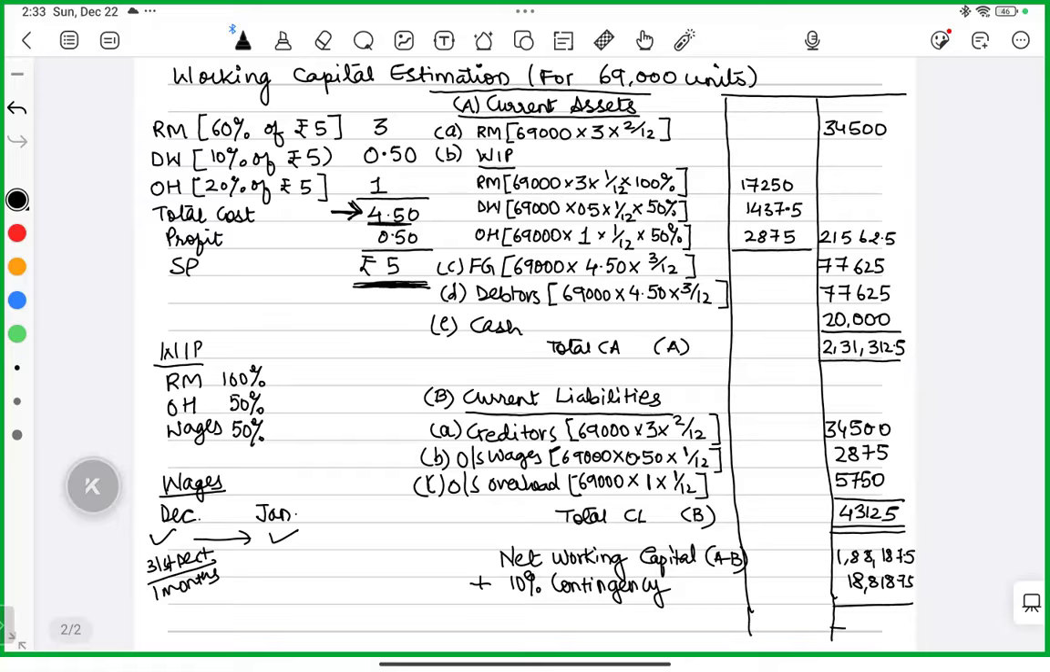Add these two amounts and you will get the final answer, which is called working capital required, which is 2,07,006.25. This is your example number 1, which is a very basic example. Now let us go to example number 2.